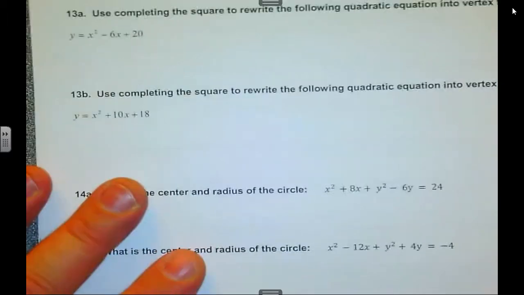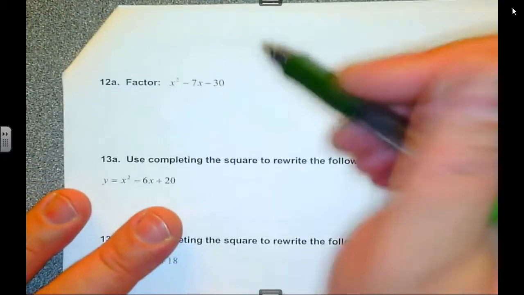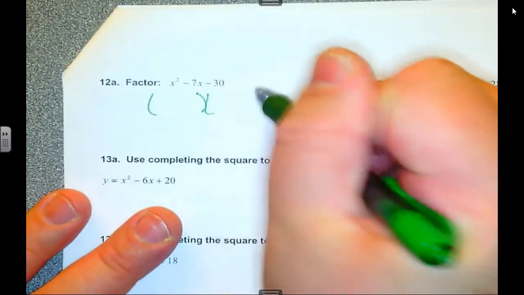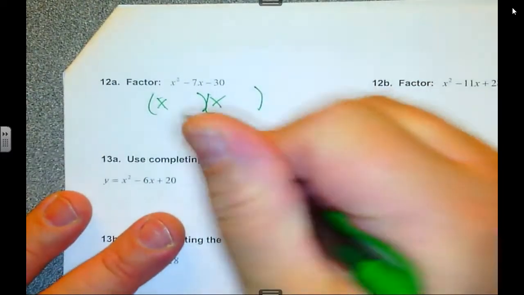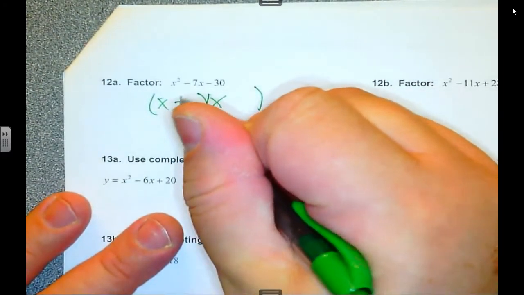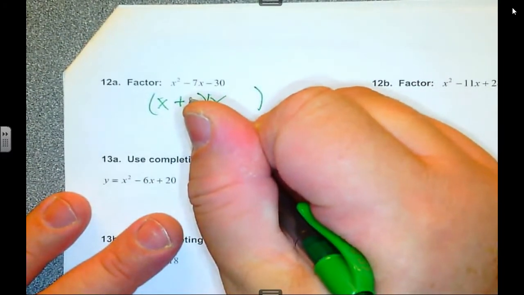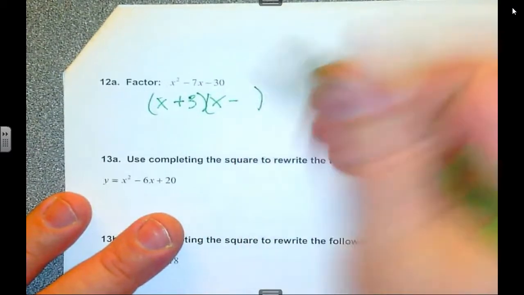Okay, last page. 12a, factor. You know how to factor this. This is easy. X here, x here. Let's see, I got a plus 3 minus 10.